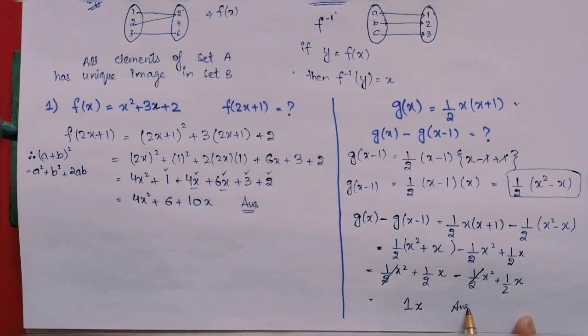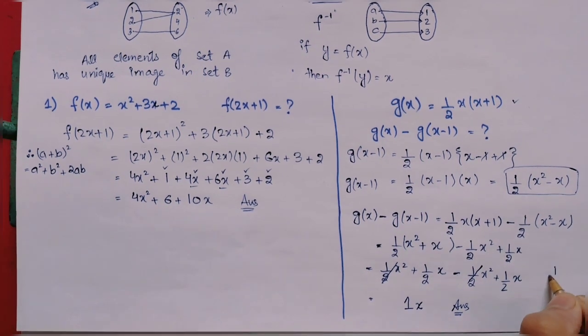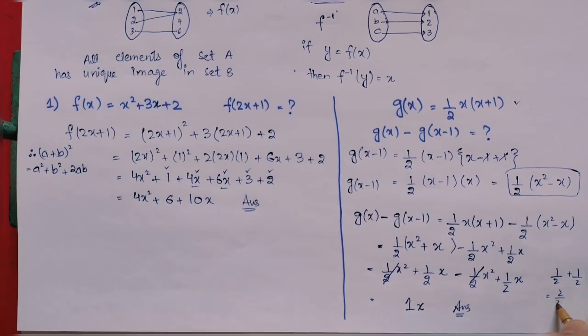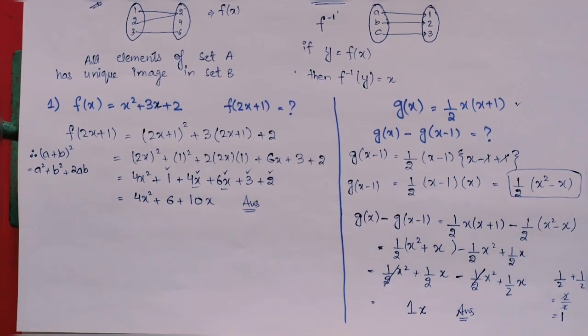So this is your answer. I hope you understand, but for your convenience I can write here 1 by 2 plus 1 by 2 becomes 2 by 2, and after simplification it becomes 1, so I write 1x here. This is your answer. You can simply solve it, whatever the required question is.